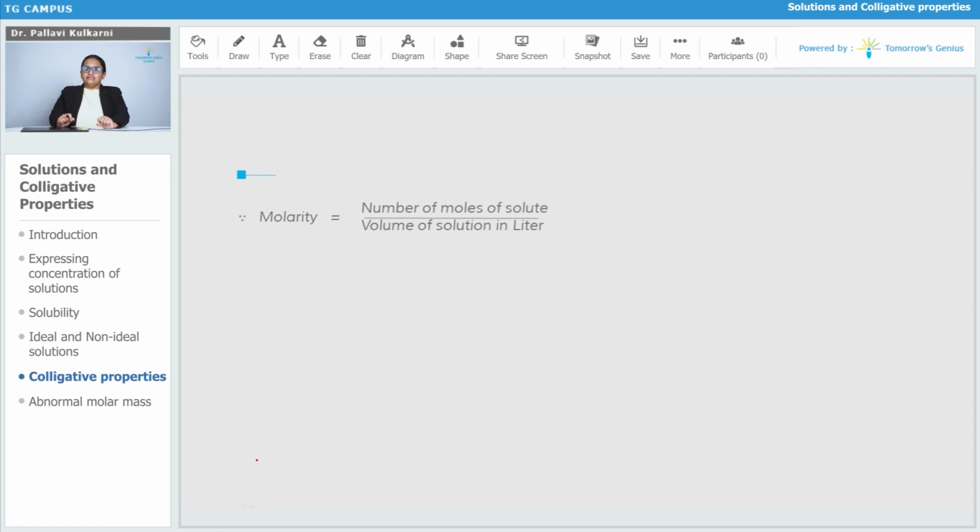As we know, molarity is equal to what? Number of moles of solute divided by volume of the solution in liters. This we can put in the osmotic pressure formula. M is equal to N2, number of moles of solute, by volume. Okay, I am going to put this in the π formula. π will be equal to N2 by V into RT.